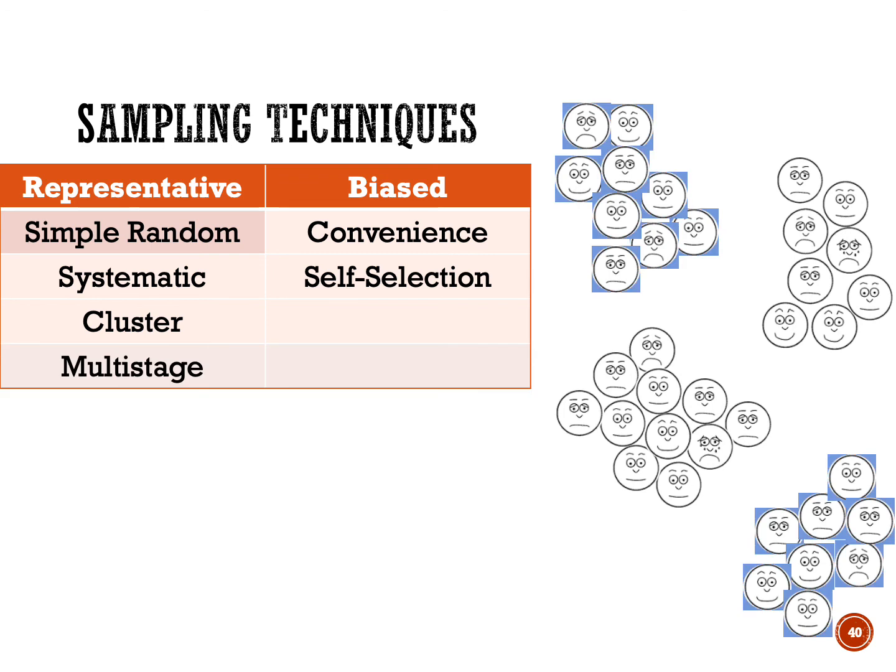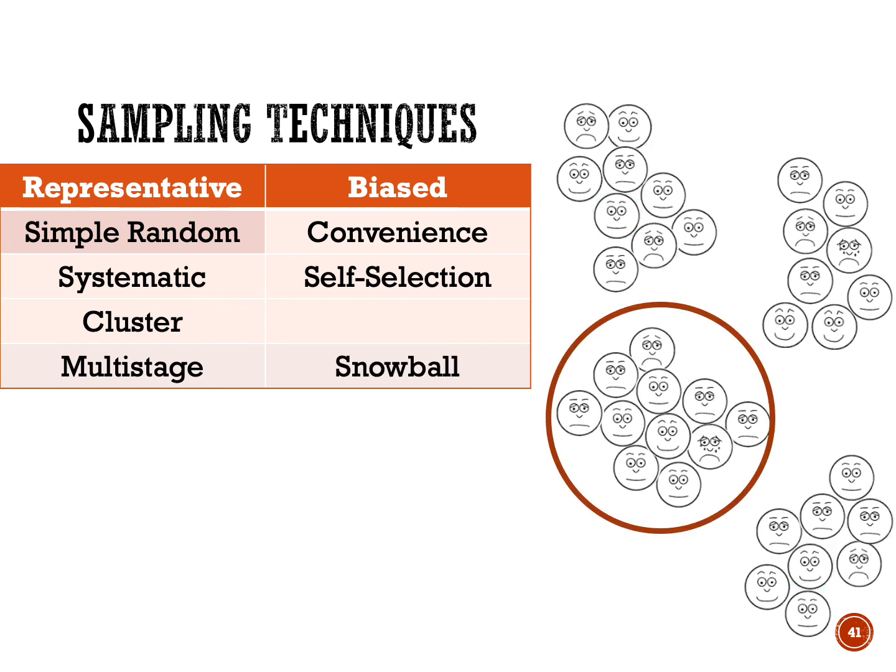In multi-stage, I would also randomly select 2 clusters, but instead of sampling everyone, I would randomly select participants within those 2 schools. And then lastly, remember that snowball sampling is the referral technique where your participants tell a friend and they tell a friend and they join your survey.